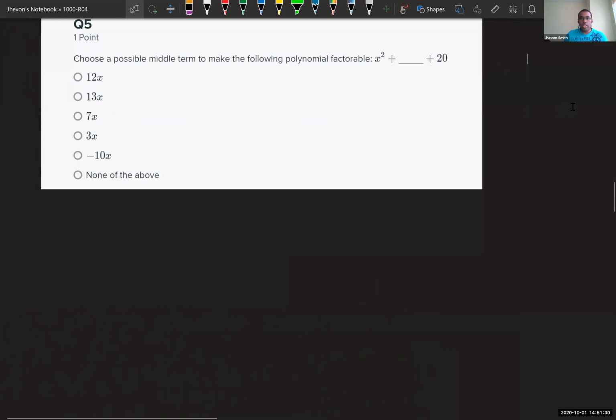Choose a possible middle term so that this thing would factor. So I have x squared plus blank plus 20. What is a possible middle term? 12x. How did you figure that out? I don't know, I forgot.